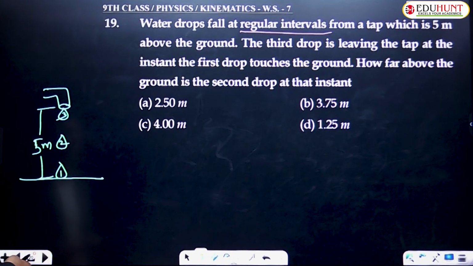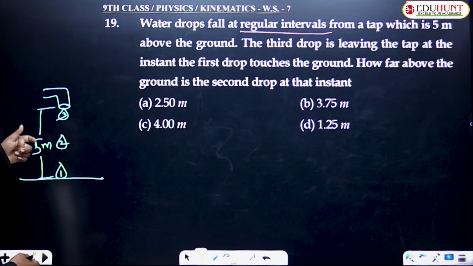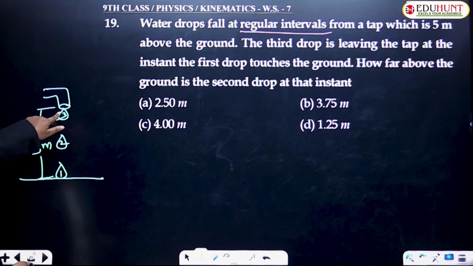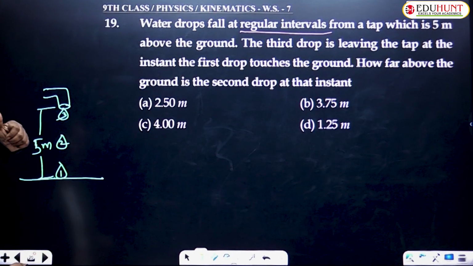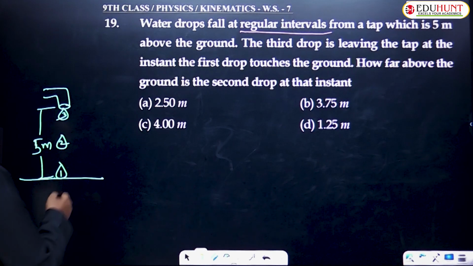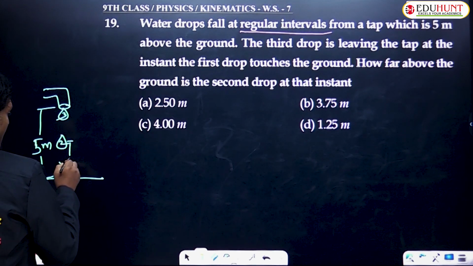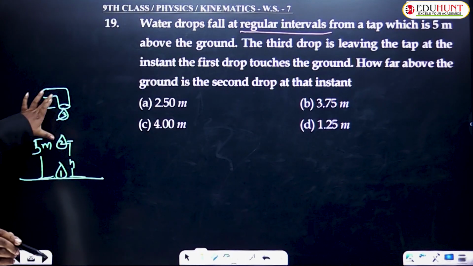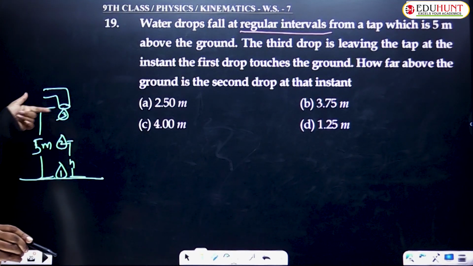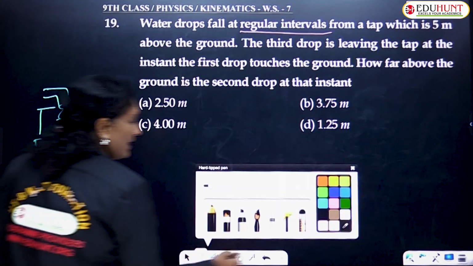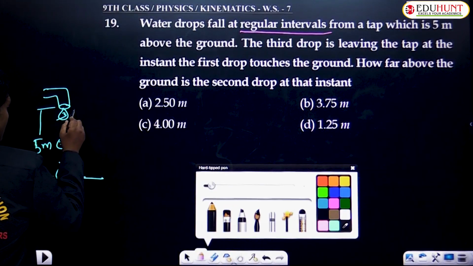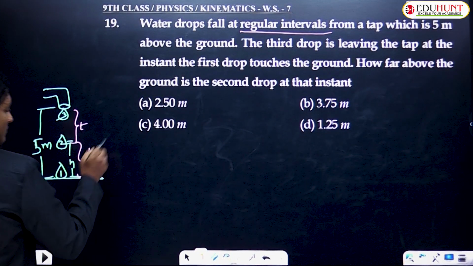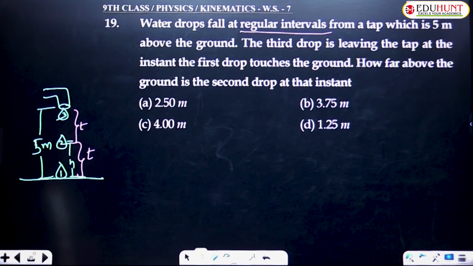Okay. The third drop is leaving the tap just when the first drop reaches the surface of the ground. So how far above the ground is the second drop? You are asked to find this height h. Question is clear, children? The total height was given as 5 meters and the drops come down at regular intervals, which means if it takes t seconds from here to here, from here to here also it takes t seconds to travel.